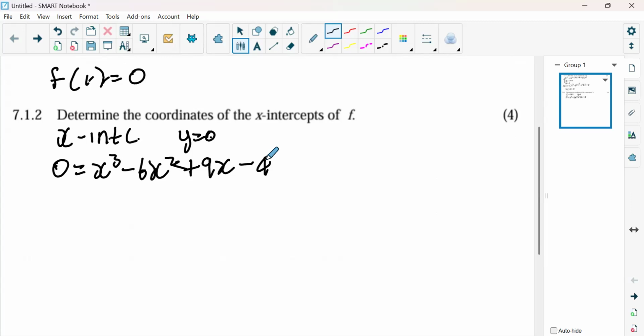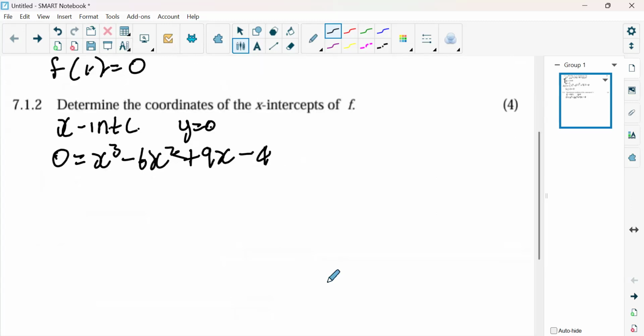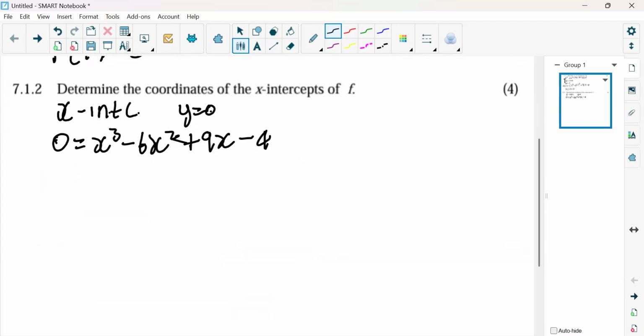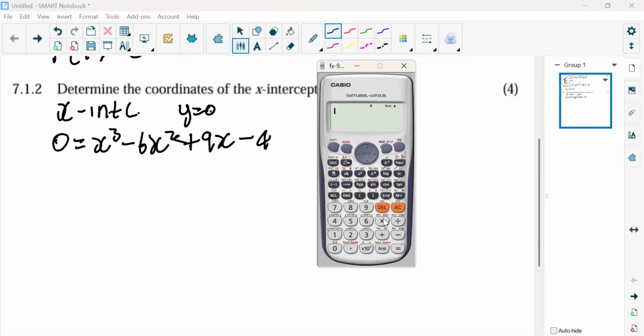Now that we have this, this is 4 marks. We're trying to get all the 4 marks. Then we're going to test the method that we're using to see if it's going to pass the marking. So what I want us to do is to go to the calculator now, and then go to mode. We're going to put it in table mode.